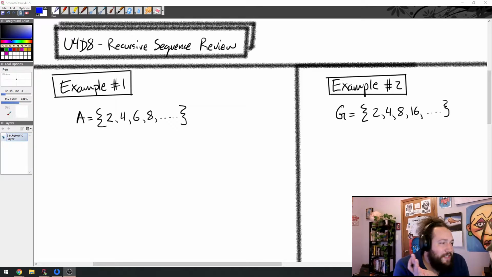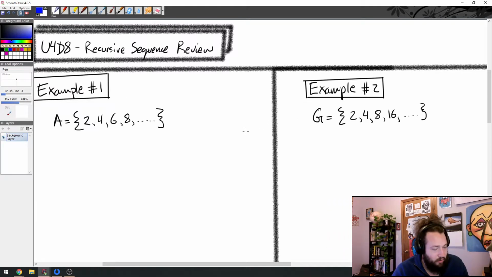All right, so today we are going to be reviewing our recursive sequences. I have two examples. One of them is going to be an arithmetic example, and one of them is going to be geometric. So example one and example two are right here.